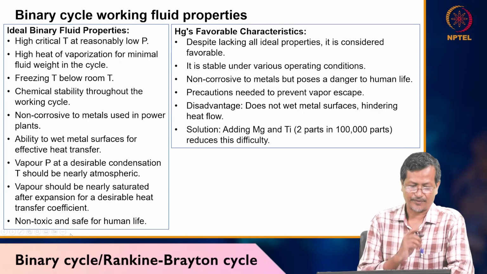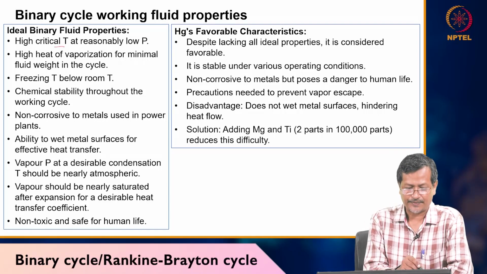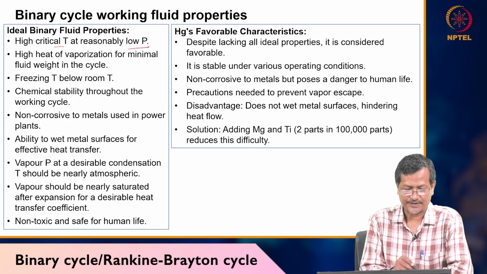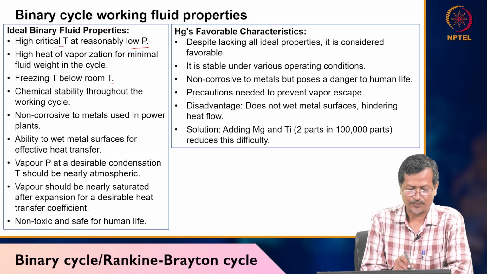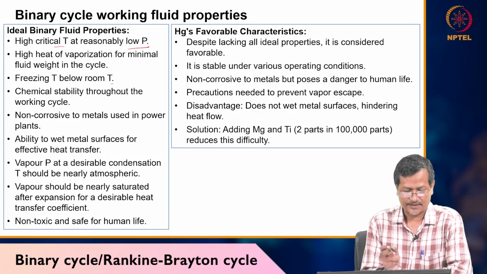Binary cycle working fluid properties. High critical temperature must be there, reasonably low pressure must be there, high heat of vaporization for minimal fluid weight, freezing temperature below room temperature, chemically stable. So many other properties are there, you can just go through it.